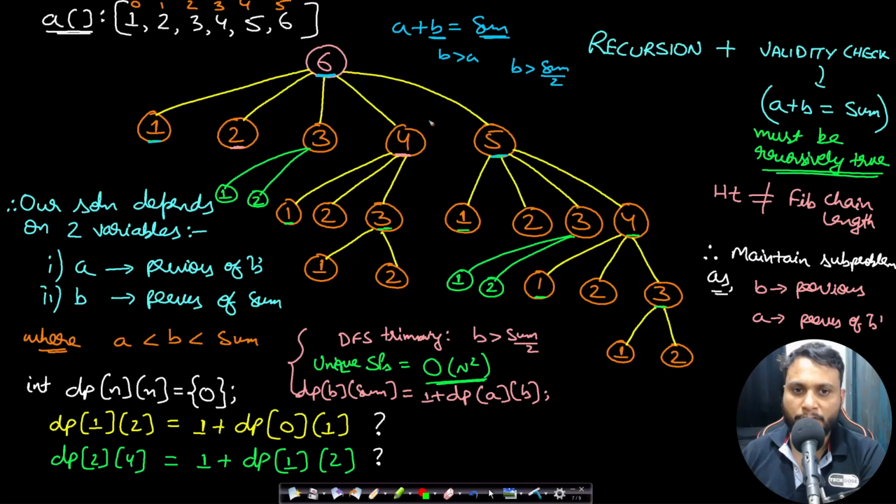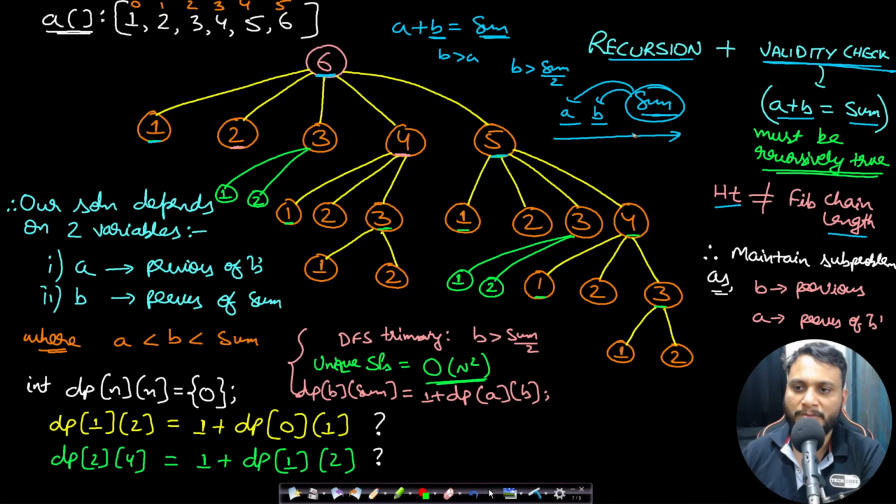So if you are solving by recursion, you have to apply a simple recursion, but there has to be a validity check in such a way that a plus b must always be equal to sum. And the height of the tree is not equal to the Fibonacci chain length. Only when the validity check passes and you make the next recursion call by including the item will your chain length increase, otherwise it will not increase. So if you have a sum, it actually depends on the two previous values, b and a, so that you can define a, b, sum to be a valid Fibonacci series, right?